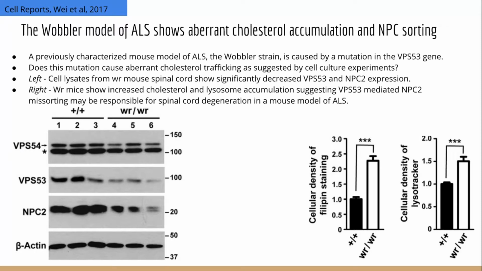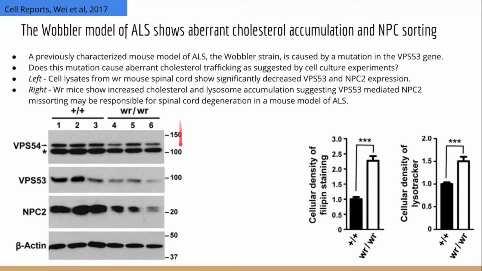It turns out that wobbler mice have significantly decreased NPC2 in their cells, suggesting aberrant secretion. And indeed, wobbler mice show significantly increased cholesterol in lysosome accumulation. So in other words, a mouse model of ALS might be caused by aberrant cholesterol accumulation. And so this definitely warrants additional research.